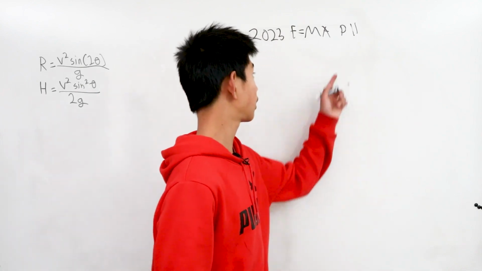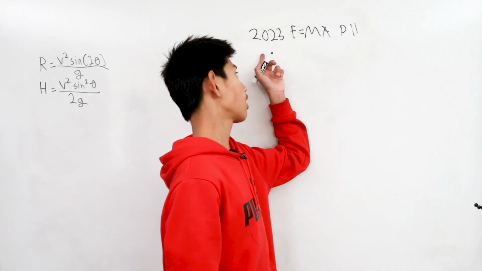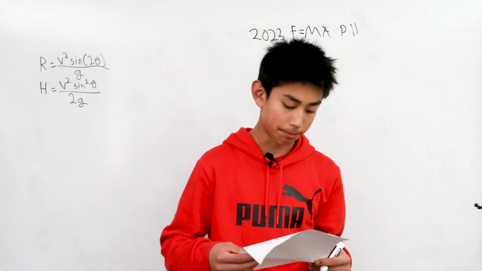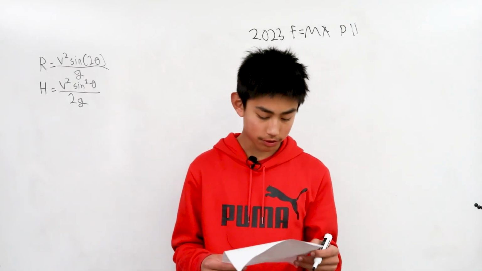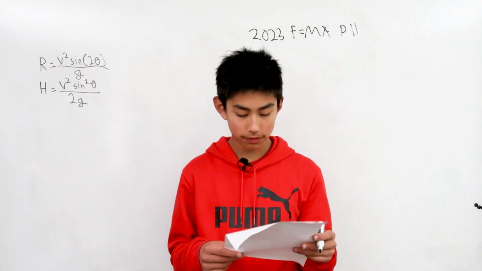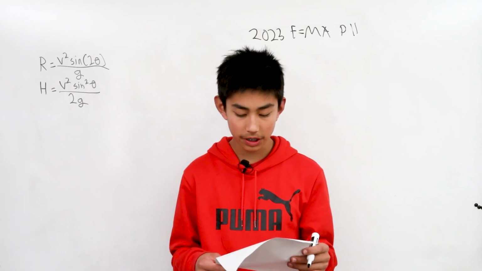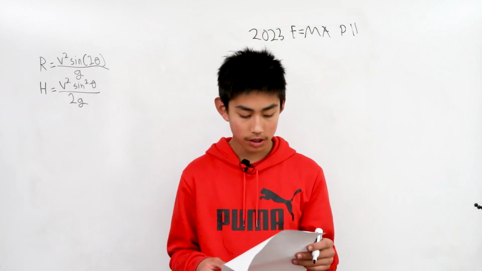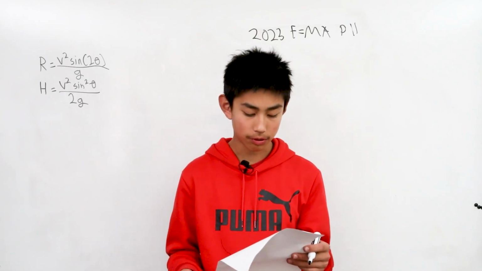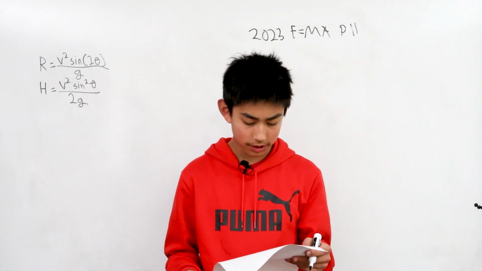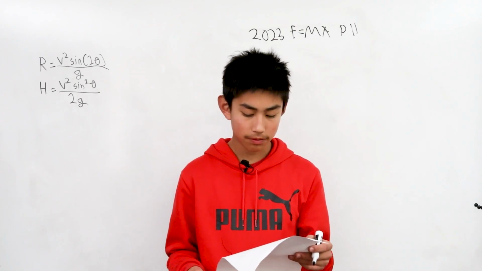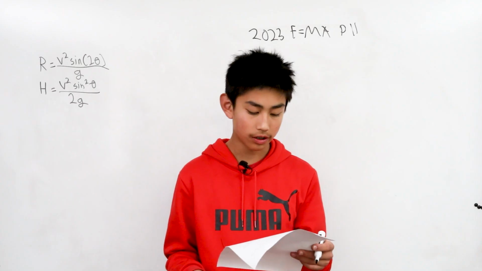We're solving problem 11 from the 2023 F equals MA exam. A projectile is thrown from a horizontal surface and reaches a maximum height h, and also lands a distance h from the launch point. Neglecting air resistance, what is the maximum height for a projectile thrown directly upward with the same initial speed?